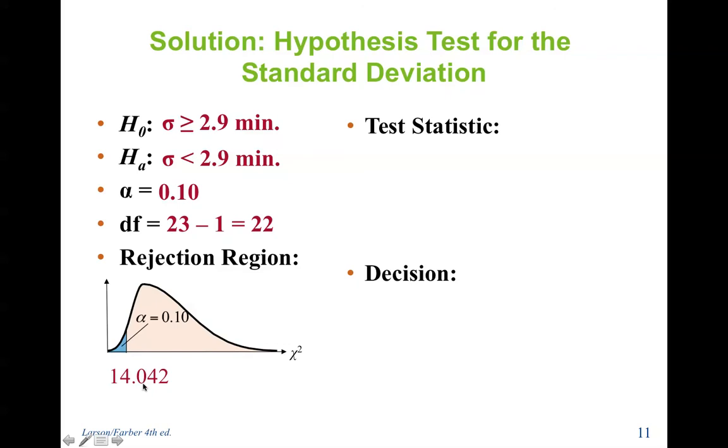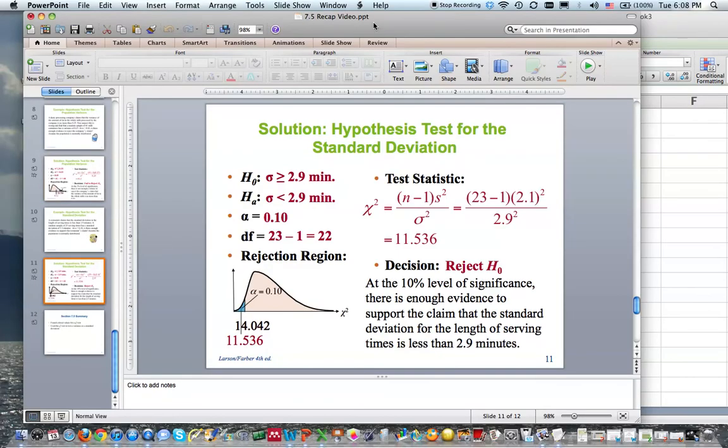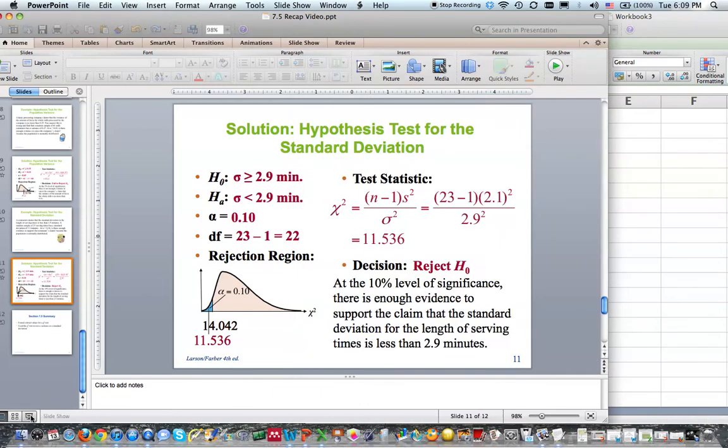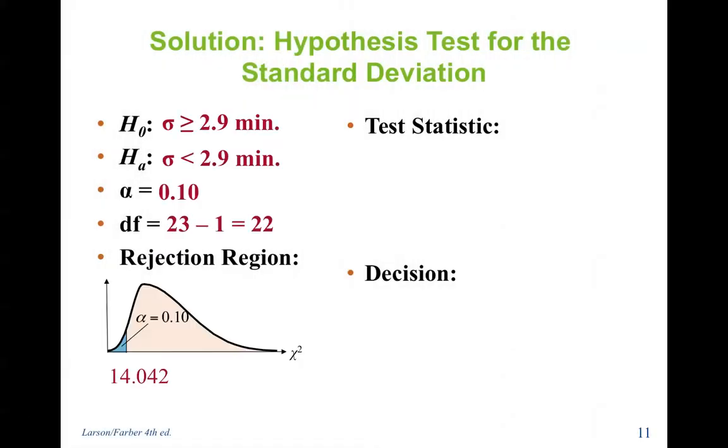Now to find this 14.04, let's go back to Excel. Chi-inverse. And now, since it is left-tailed, I don't have to do 1 minus. I just type in 0.1, and my degrees of freedom as 22. That's going to give me 14.04. So now when I look back at my problem, I know that my critical value is 14.042 right here. So what I need to find out is if it falls over here or over here. If it falls over here, reject. Over here, fail to reject.